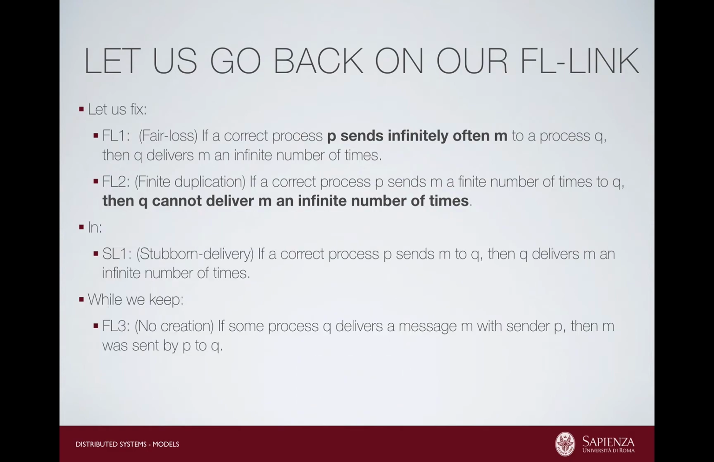So what we want to do is to create a new abstraction in which the first two properties, FL1 and FL2, are substituted by one property, SL1, that is stubborn delivery, that says that if a correct process P sends M to Q just one time, then Q delivers M an infinite number of times.